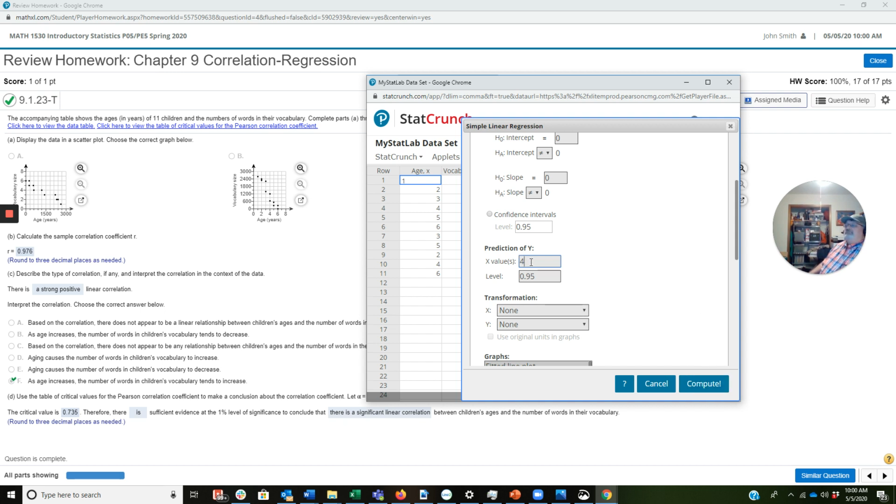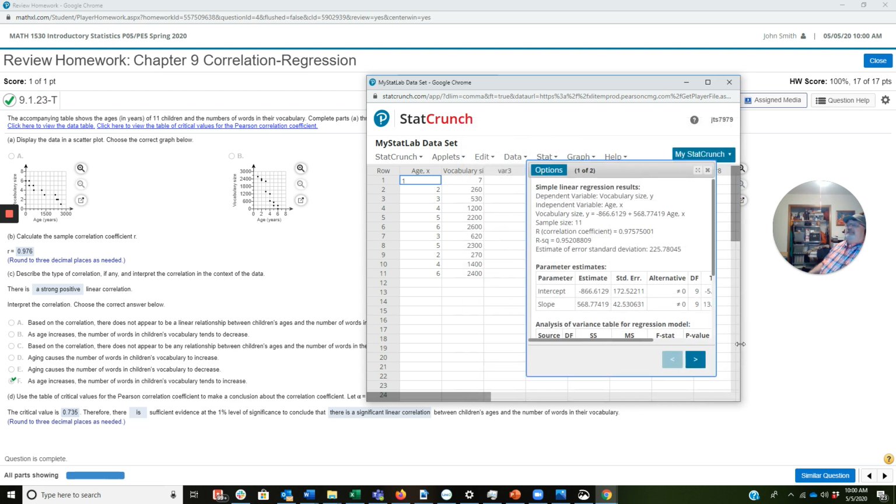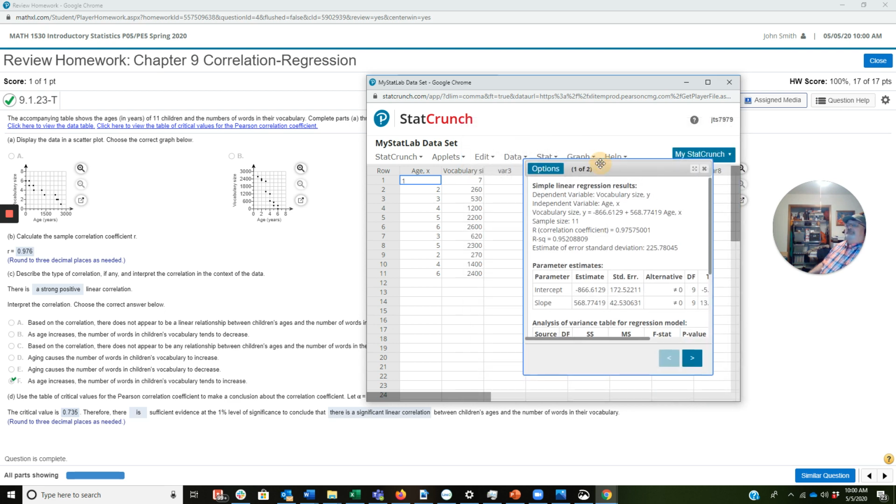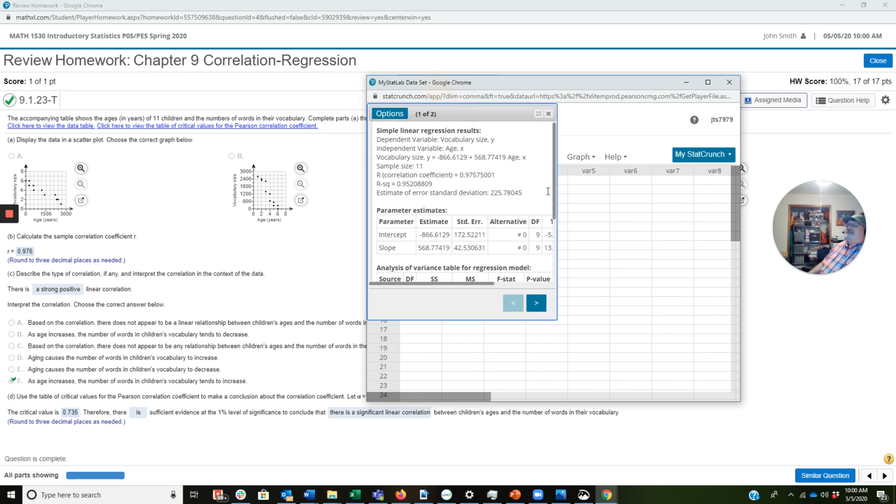What I'm saying is when a child's 4 years old, based on the regression equation that's going to be produced here with StatCrunch by the data, how many words would we expect to see in their vocabulary? So when I click compute, I get everything. And I'm going to try to blow this up as much as I can. I guess that's as good as it gets. So notice a few things here.